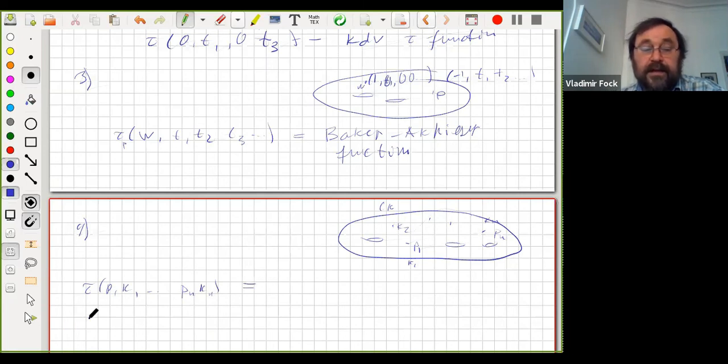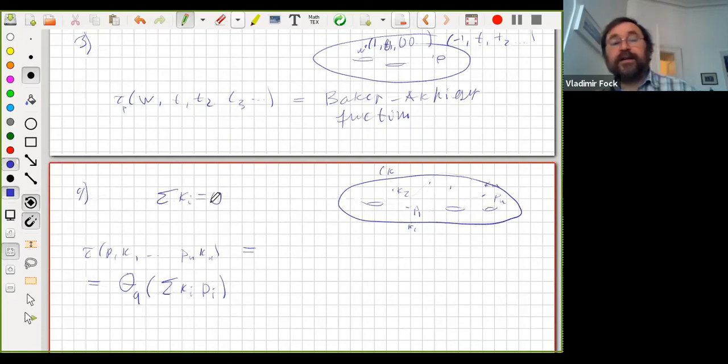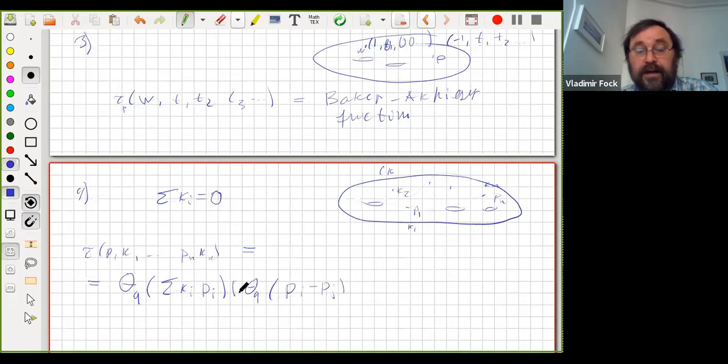And there is a standard formula. You take the theta function, which you choose with an odd theta characteristic, and you take the sum of Ki Pi. Of course, you need that the sum of Ki is equal to 0, otherwise it's not defined. So you have this one times theta q of Pi minus Pj, the product over i less than j, to the power Ki Kj.